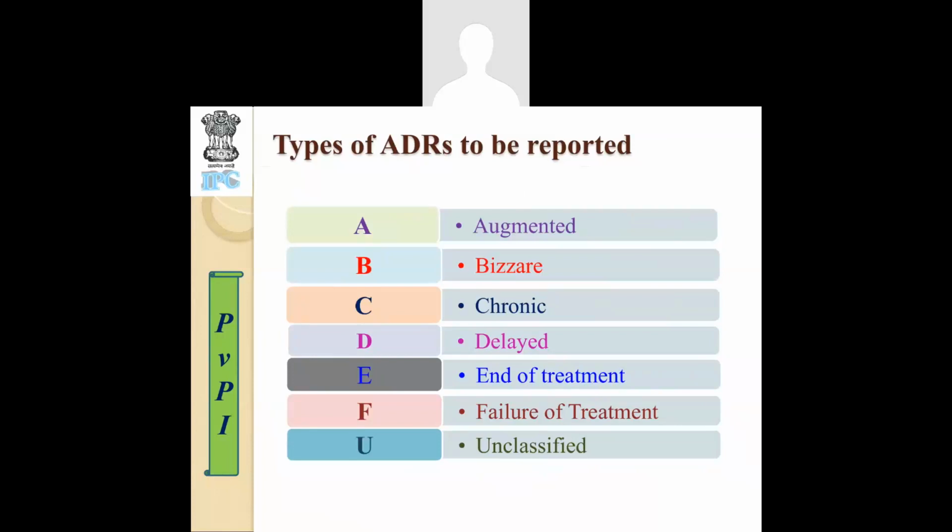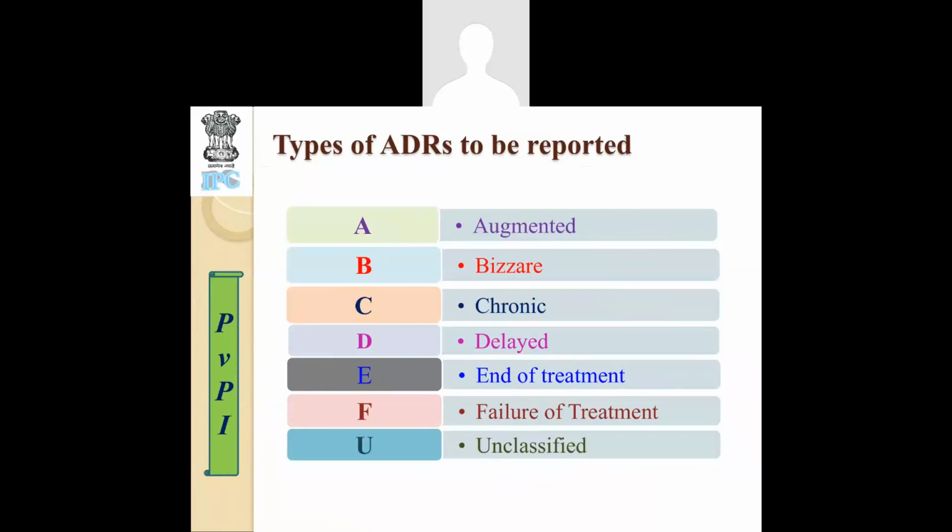Type A is augmented, where you can see the extension of the pharmacological action. For example, a patient is diabetic and taking insulin, and has developed hypoglycemia. Actually, he has hyperglycemia due to diabetes, so in order to normalize it you give insulin, and the patient goes into hypoglycemia. This is the extension of the pharmacological action, where you can minimize the risk. Hypoglycemia can be managed, or you can prevent further occurrence by reducing the dose. So type A is a dose-dependent type of adverse drug reaction.